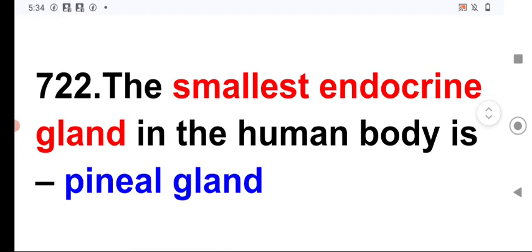Next question. The smallest endocrine gland in the human body, this is the pineal gland, which is situated in the brain, and this is the smallest endocrine gland in the human body.